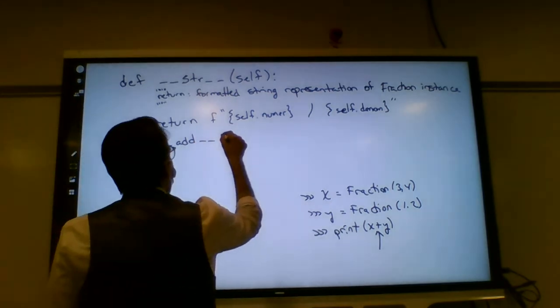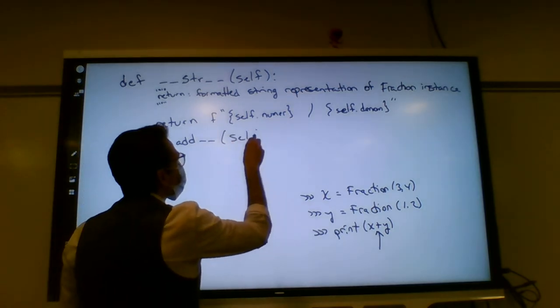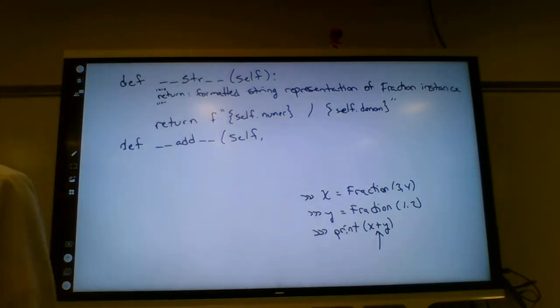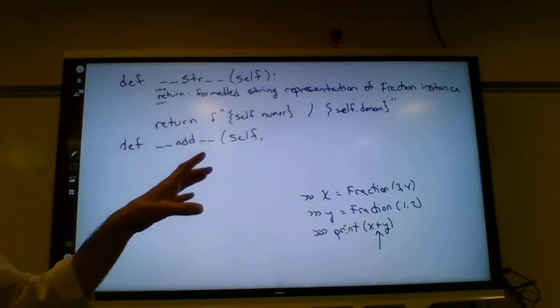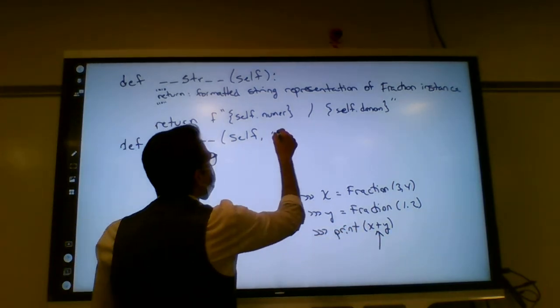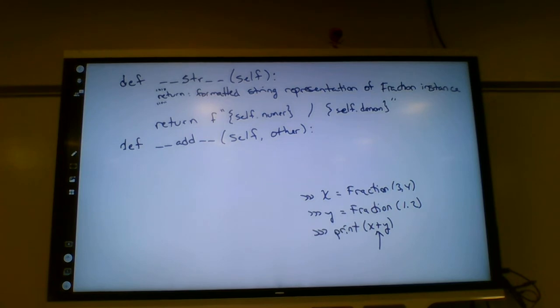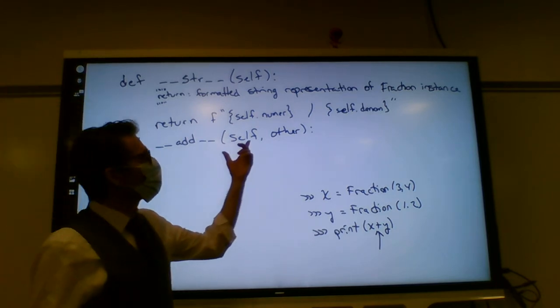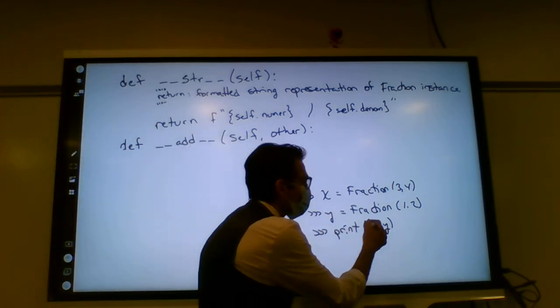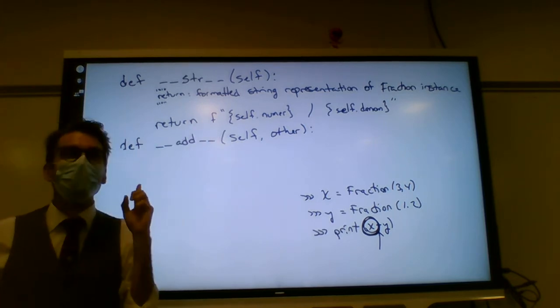All right. When you add two of these, what do you need? We need self, so we always need self, but we also need something else, because you have to add two things. You have to add this thing and that thing. So we're going to have a self and other. You don't have to call them that. It doesn't have to be called other, but something else. All right, so when we add, this is the thing that Python will look at and think of as being a member of this class.